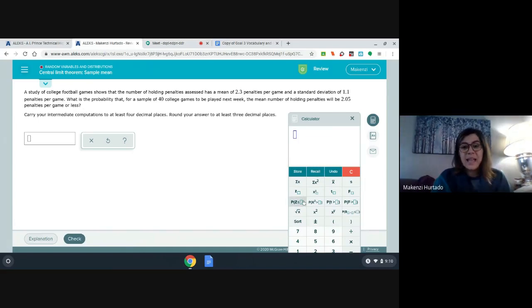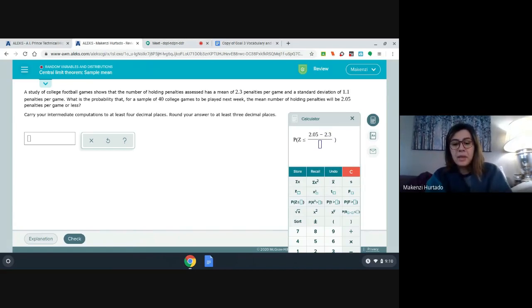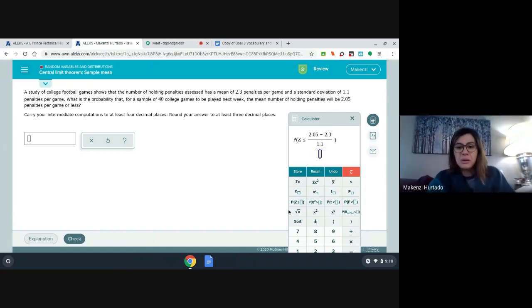So it says less, so we're just going to be able to push the button. We don't need to put the 1 minus in there. So again, now we can do our formula. It is going to be our sample mean, which is 2.05, minus our given mean, which is 2.3. Our standard deviation, which is 1.1, and the square root of the number of trials, which is 40. And we round to 3 decimal places, 0.075.